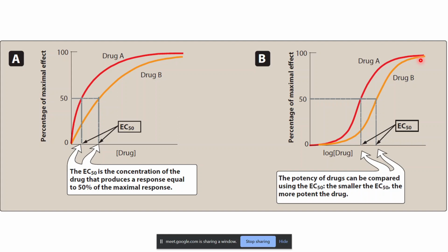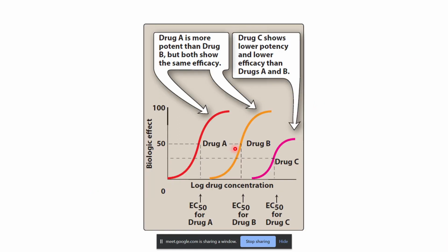Efficacy is a more clinically useful characteristic than drug potency because the drug with greater efficacy is more therapeutically beneficial than one that is more potent. So if we look at drug A, it is more potent than drug B, but they have the same efficacy, and drug C has lower potency and lower efficacy than drug A and drug B.